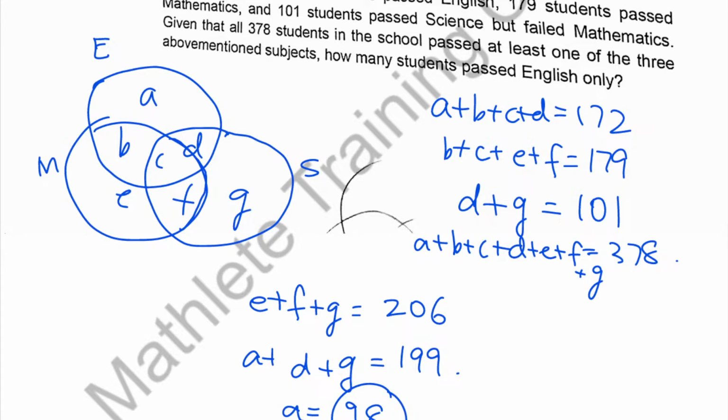Okay, let me check my calculations. 378 minus 172 will give you this part, and then 179 students. Okay, then A plus D plus G. Okay, so actually we didn't even need the first statement, I think.